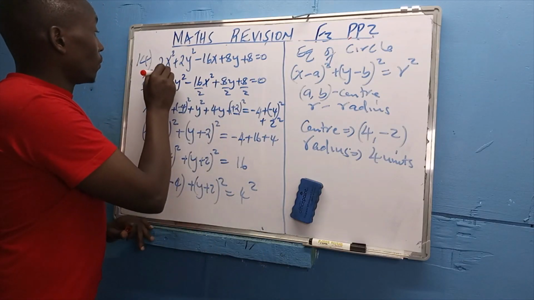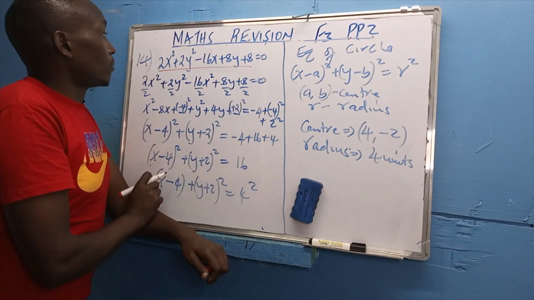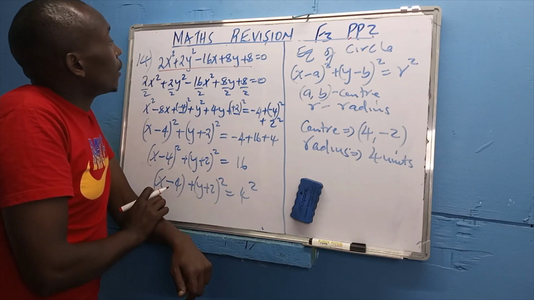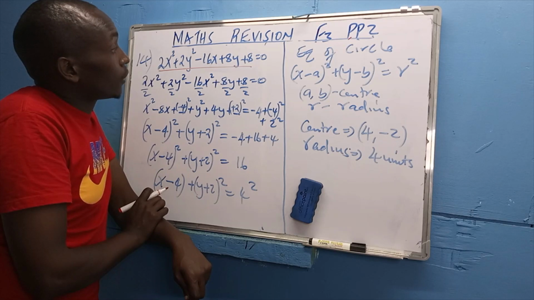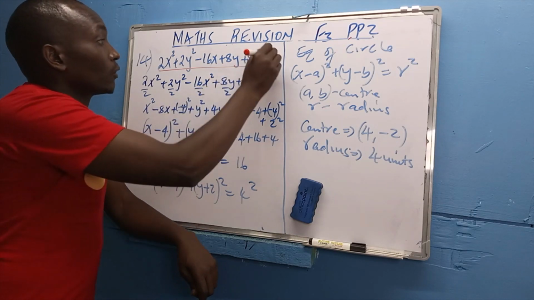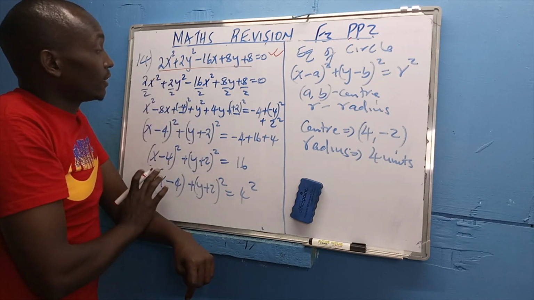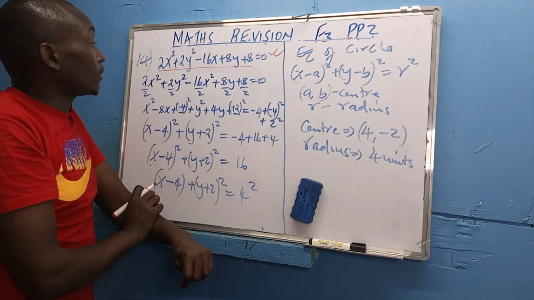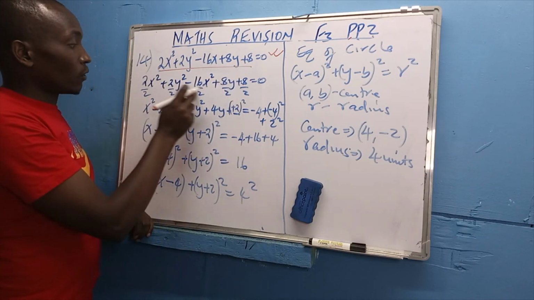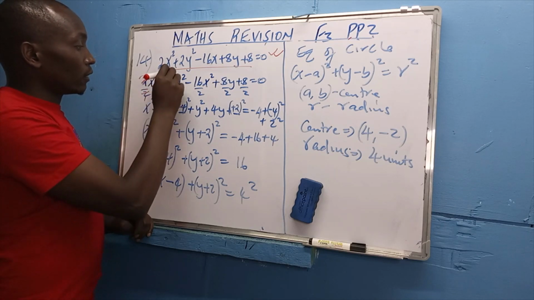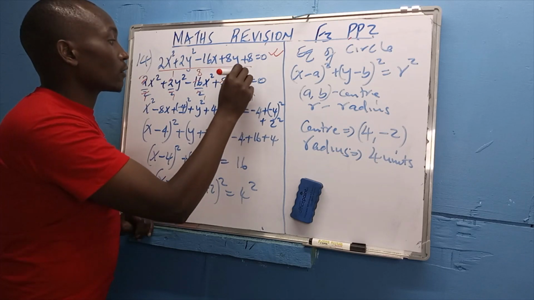14, you're given this equation, 2x squared plus 2y squared minus 16x plus 8y plus 8 equals 0. So this is the equation of a circle, and you're supposed to find the center and the radius of that circle. So what I can do, I can divide all through by 2. If I divide this by 2, this is 8, this is 4, and this is 4.